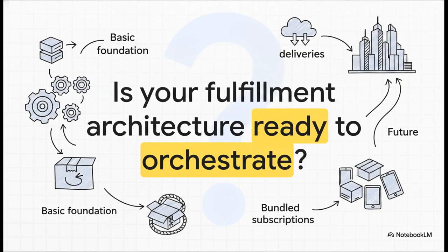Well, we've covered a ton of ground today, right from the basic foundation of standard items all the way to the complex orchestration of paused deliveries and bundled subscriptions. So I want to leave you with this question to ponder. As business models rapidly shift away from simple one-off sales and move toward complex, recurring, bundled subscriptions, is your fulfillment architecture genuinely ready to orchestrate that future? Applying these principles will make sure it is.